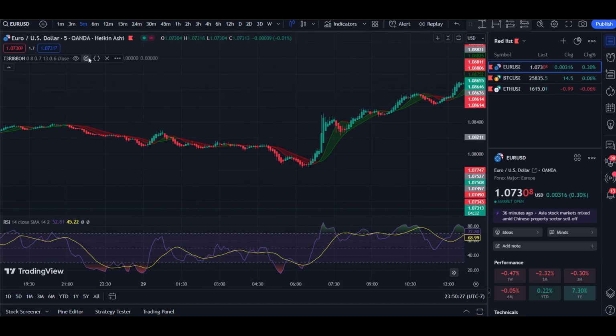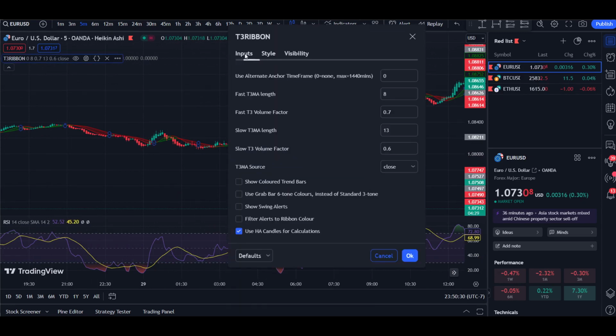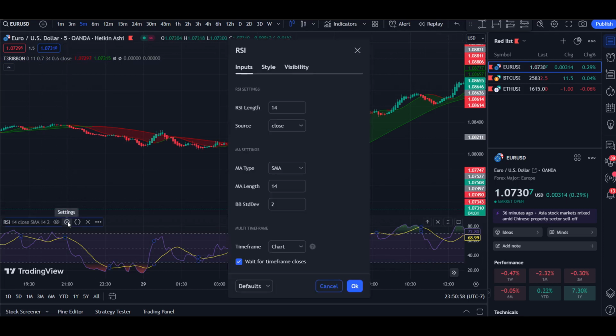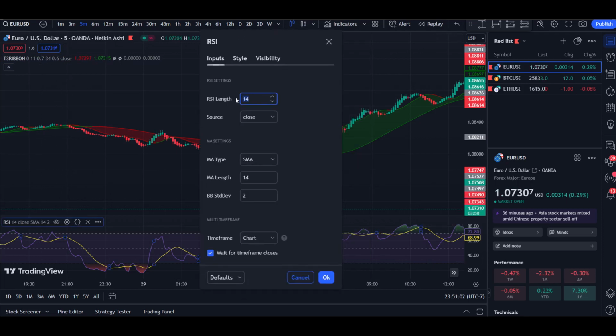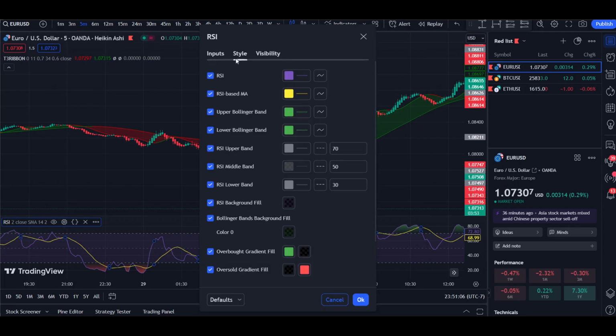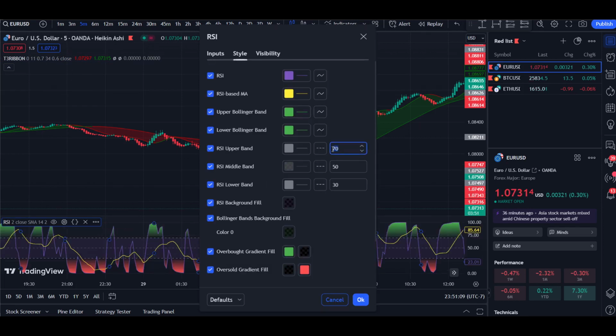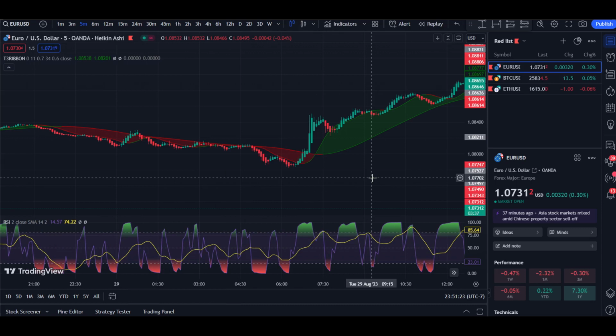Next, we're going to go to settings for the T3 ribbon, go over to inputs. For the fast length, we're going to change this to 11. And for the slow length, we're going to change it to 34. We're also going to make sure that the very bottom box is checked because we do have Heikin Ashi candles activated using this strategy. Then we're going to go down to the RSI, click on settings. For the RSI length, we're going to be changing this to 2. We're also going to go over to style. The upper band is going to be changed to 80, and the lower band's value is going to be changed to 20. So that's all the settings for this strategy.